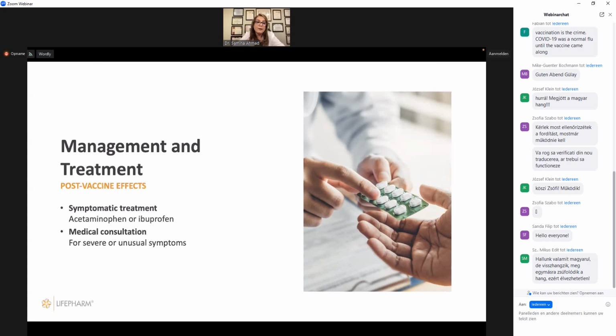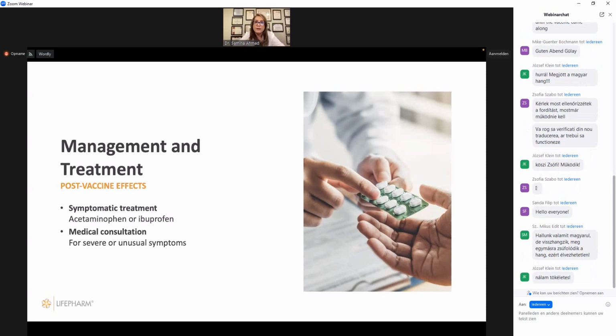And so symptomatic treatment is, of course, giving Tylenol, Motrin, Brufen, Aleve, just simple symptomatic treatment. You have pain in your body, you have a headache, you take something like that.